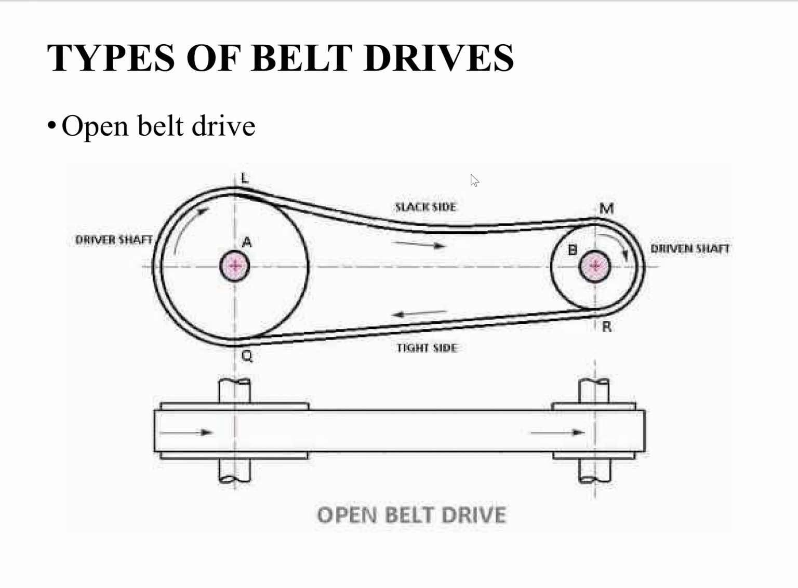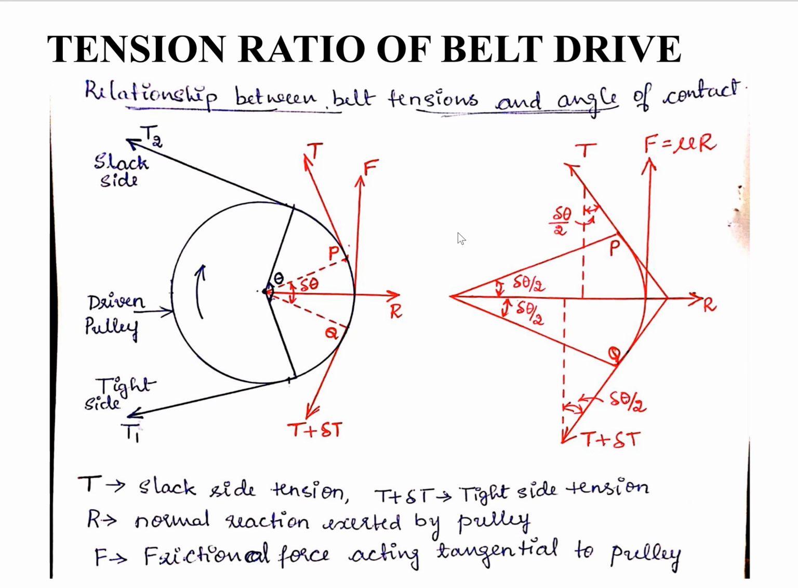Here, whatever tension is on the slack side will be less than on the tight side. So if the tension on the slack side is T, then obviously on the tight side we will have T plus delta T. So for an open belt drive rotating in a clockwise direction, the top side is the slack side with less tension, and the bottom side has more tension.